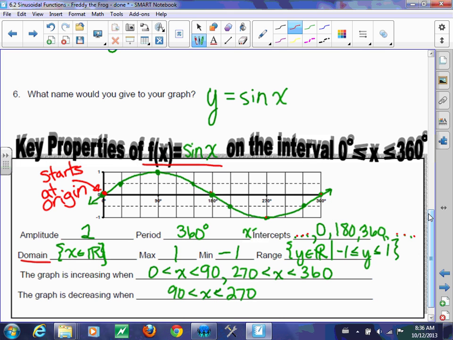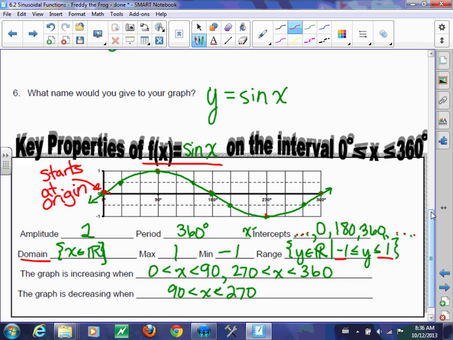We just say that the domain is such that x belongs to the set of real numbers. The maximum, ladies and gentlemen, is 1, the minimum is -1, so the range is from our minimum to our maximum. The graph is increasing between 0 and 90 degrees where it's going up, as well as from 270 to 360. The graph is decreasing, or on a downhill slope, from 90 degrees to 270 degrees. That is one of the parent functions of sinusoidals.